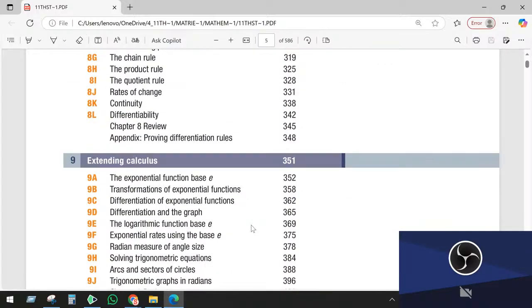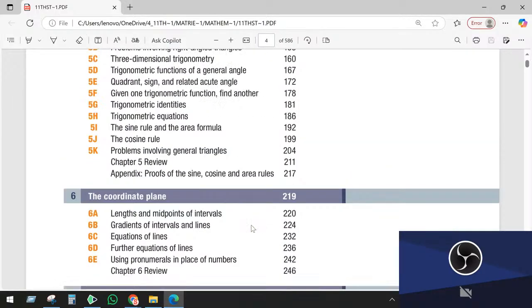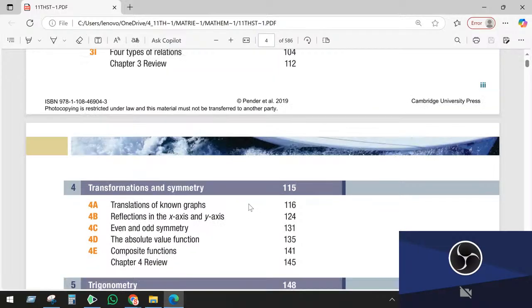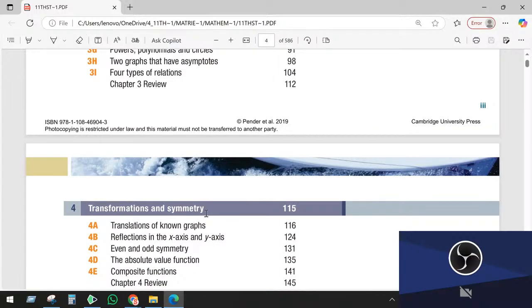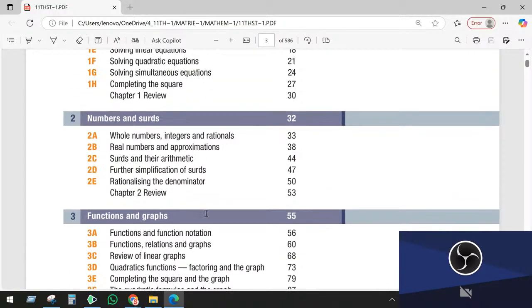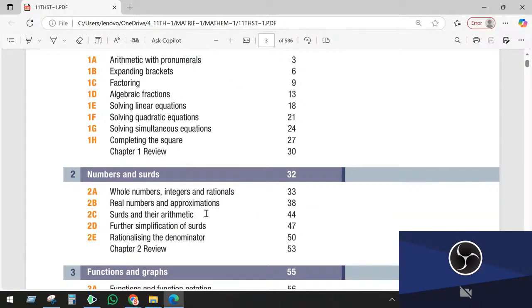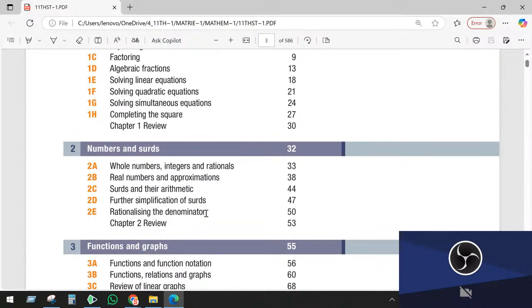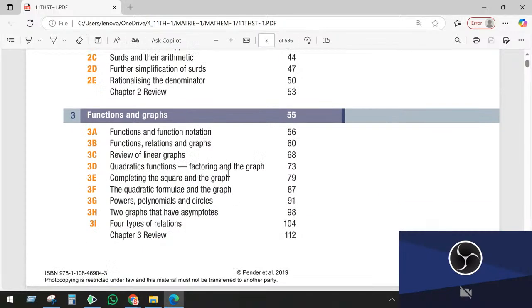So next will be probability only, because 6 completed, 5 completed, 4 is left, composite functions and all. But I don't think that is so important. But in trigonometry, your 3 dimension, everything is important. Number search is simple only. Methods in algebra, that is solving quadratic equations, was already done last month.